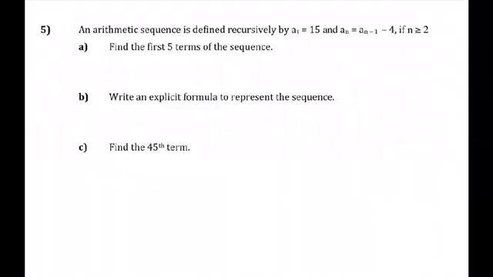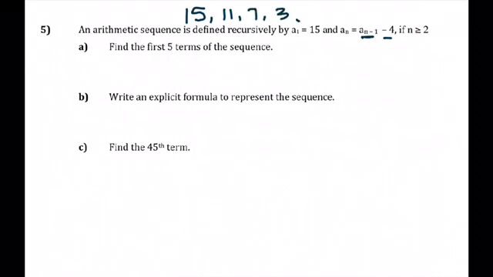Number 5, an arithmetic sequence is defined recursively by a sub 1 equal to 15, so that's where we're starting. And I find it helpful to just start by writing the sequence as it's given. So 15 is the first term, and it says we're going to take the term that comes before and subtract 4 from it. So the next term would be 15 minus 4. And then minus 4, and then minus 4, dot, dot, dot.